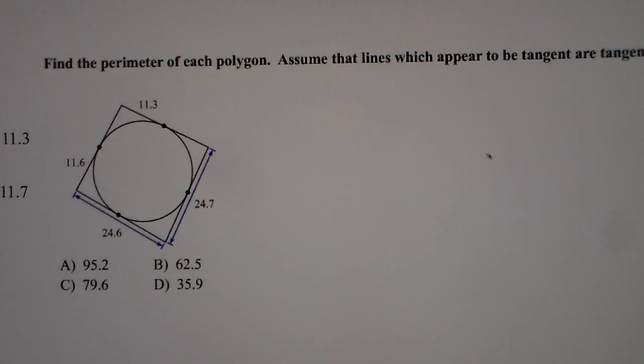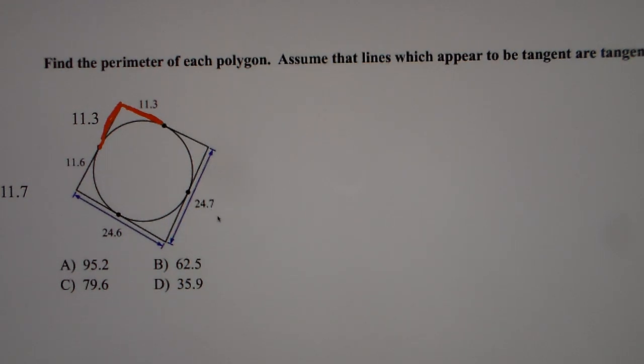So you see all the directions. Find the perimeter of each polygon. So our goal is to find the perimeter of this polygon looking figure. Kind of looks like a square, but it's not. Assume that lines which appear to be tangent are tangent. So we have a whole bunch of tangent lines going on here. Now, by definition, which I just told you about, tangent lines are equal if they're crossing each other on the outside of the circle, like we have here with these two orange ones. That means if this guy's 11.3, this guy's 11.3.